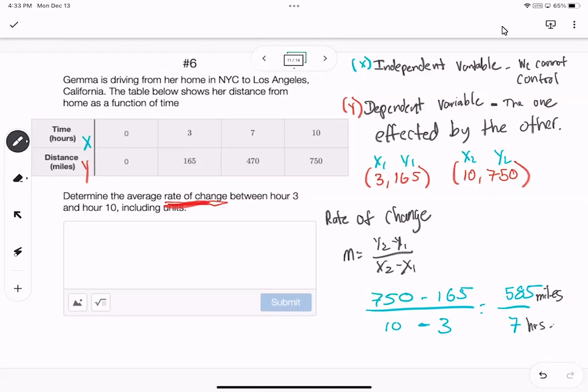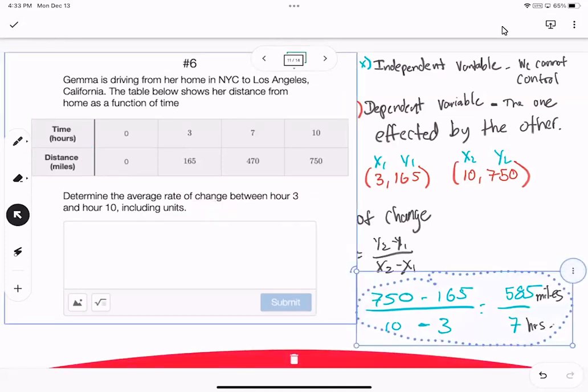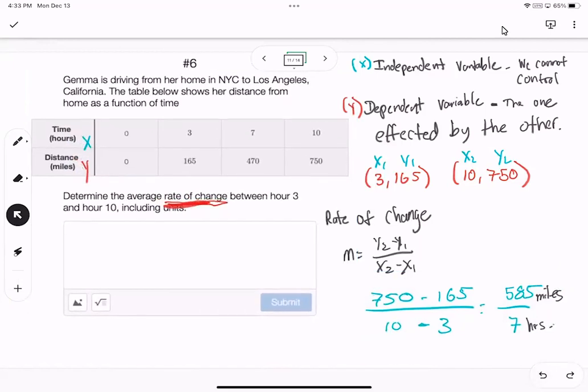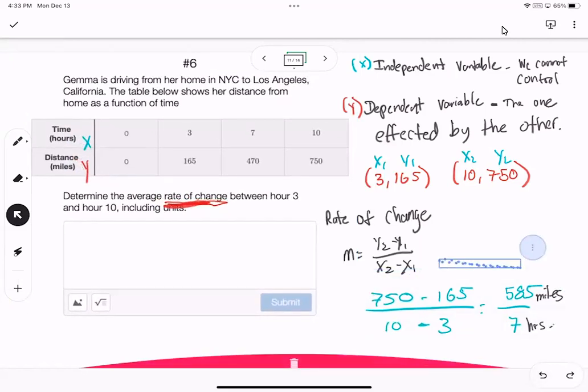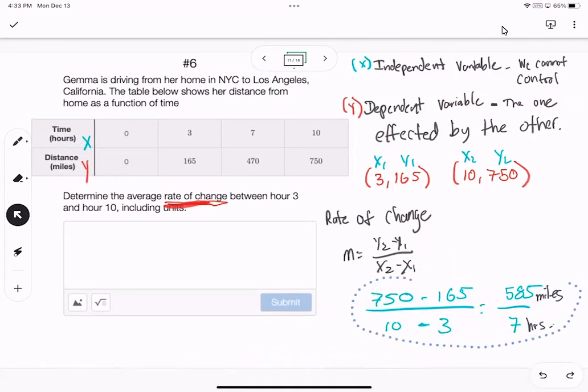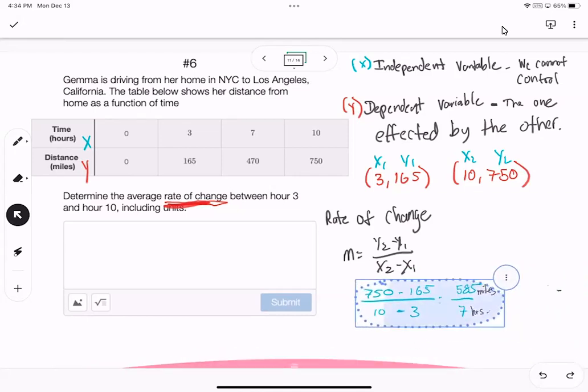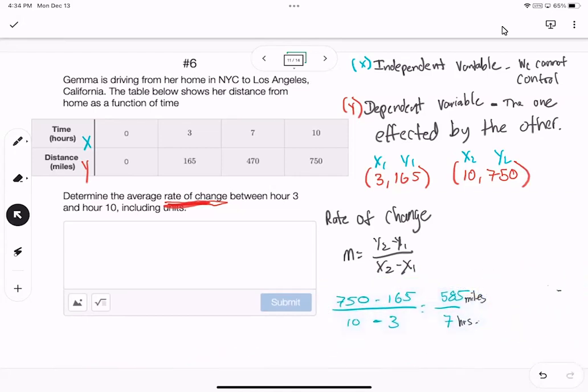So let me see if I can move this. Let me move this up a little bit, maybe make it a little smaller. Oops. Let's try that again. Okay, going to make it a little bit smaller. Now we're going to move it over.